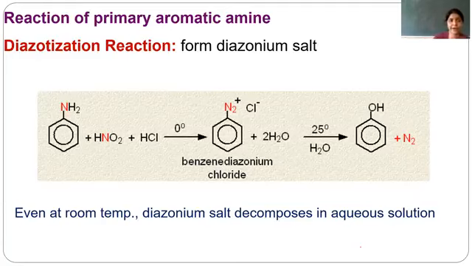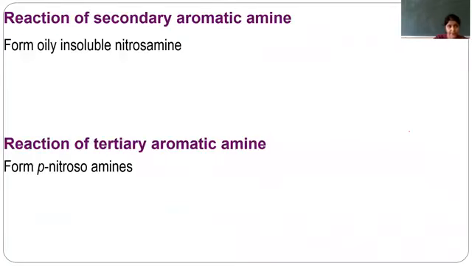Reaction of primary aromatic amine. Primary aromatic amines, when they react with nitrous acid in the presence of concentrated hydrochloric acid or sulfuric acid at a lower temperature between 0 to 5 degrees centigrade, form benzene diazonium salts. This is benzene diazonium salt or chloride. This benzene diazonium salt is unstable, and even at room temperature it decomposes into phenol and nitrogen.